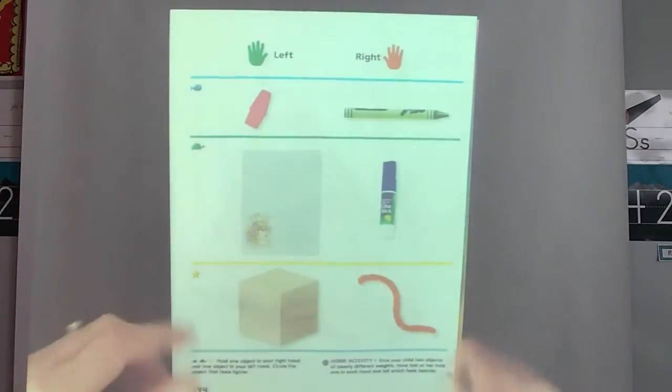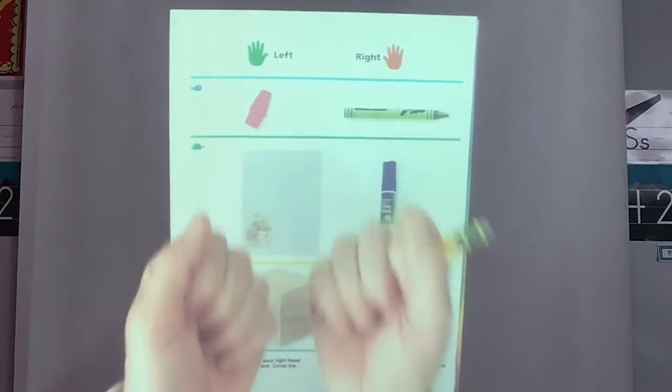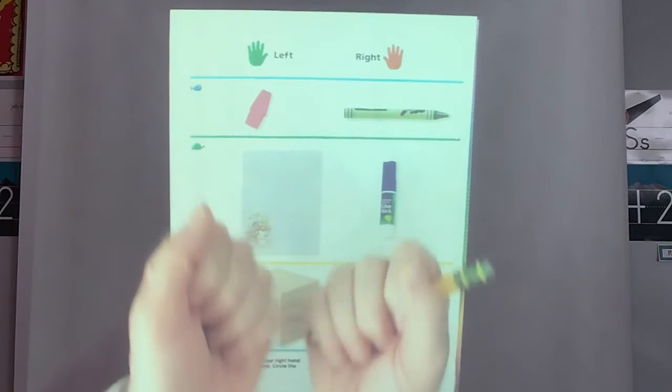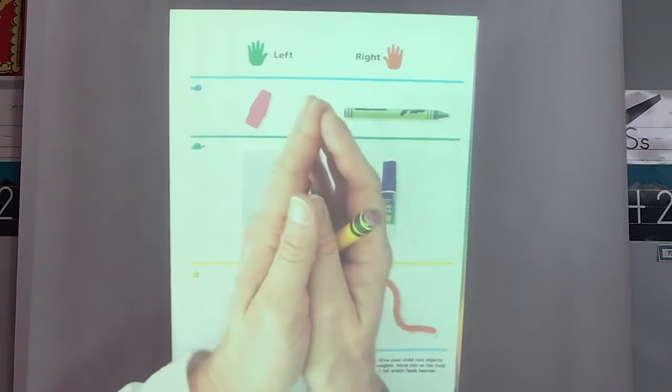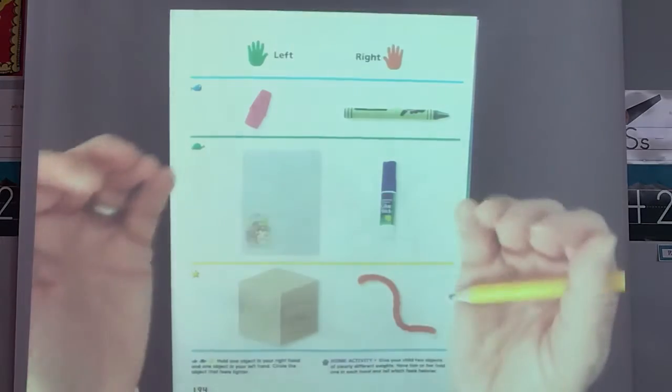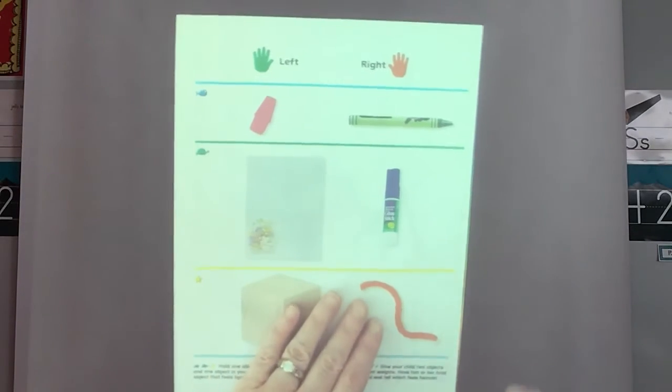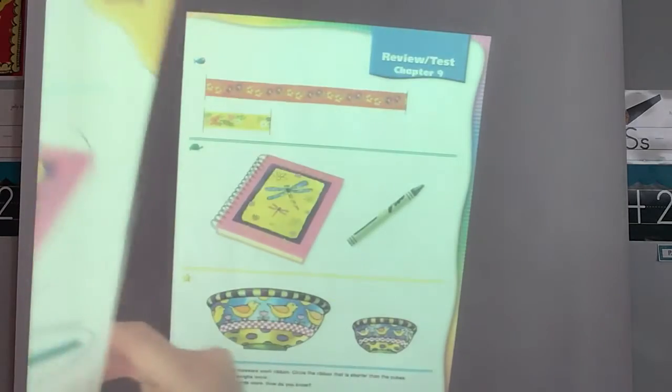I want you to think, what is heavier? What weighs less and what weighs more? So this is less, it weighs less, it's lighter, weighs more. Kind of like the bears that we did in the bears measuring book.